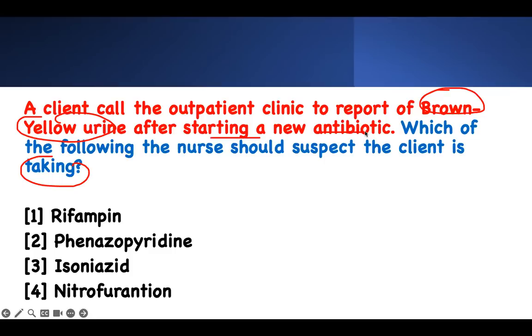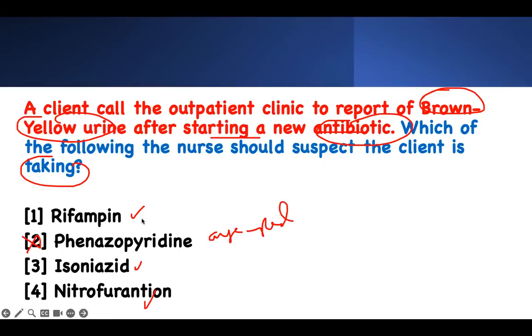What is the buzzword? I've underlined brown, yellow urine, right? And the patient started a new antibiotic. Before I start, I have to make sure that I'm dealing with an antibiotic. Is there any antibiotic here? This is an antibiotic. This is an antibiotic. This is an antibiotic. This is not an antibiotic, although it turns your urine orange, red. Therefore, I've eliminated this.